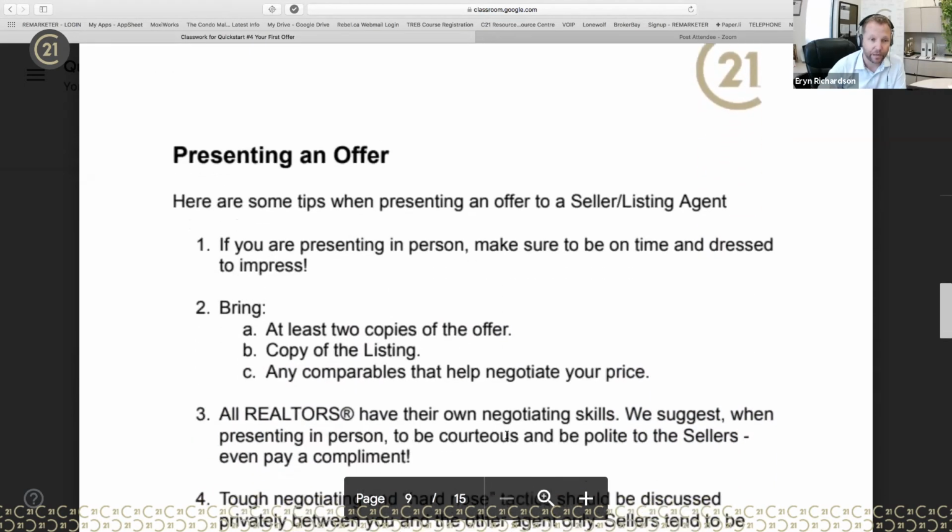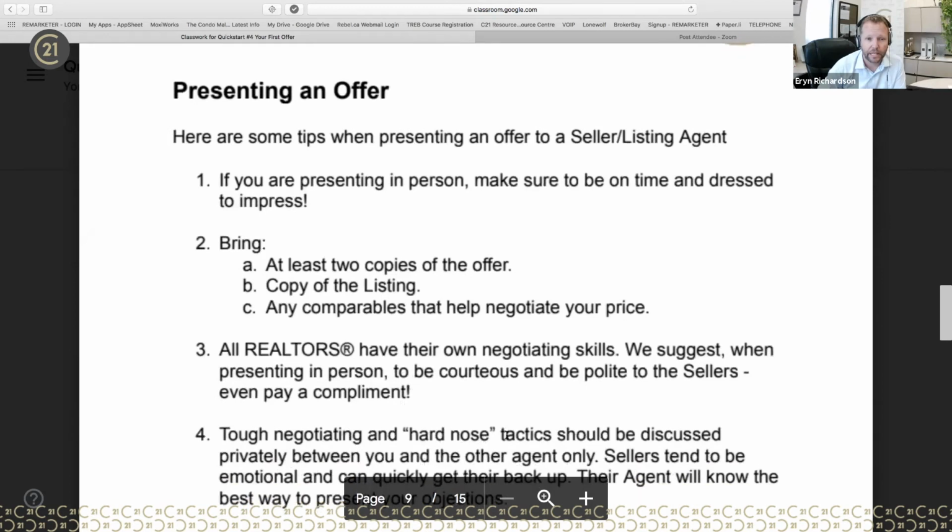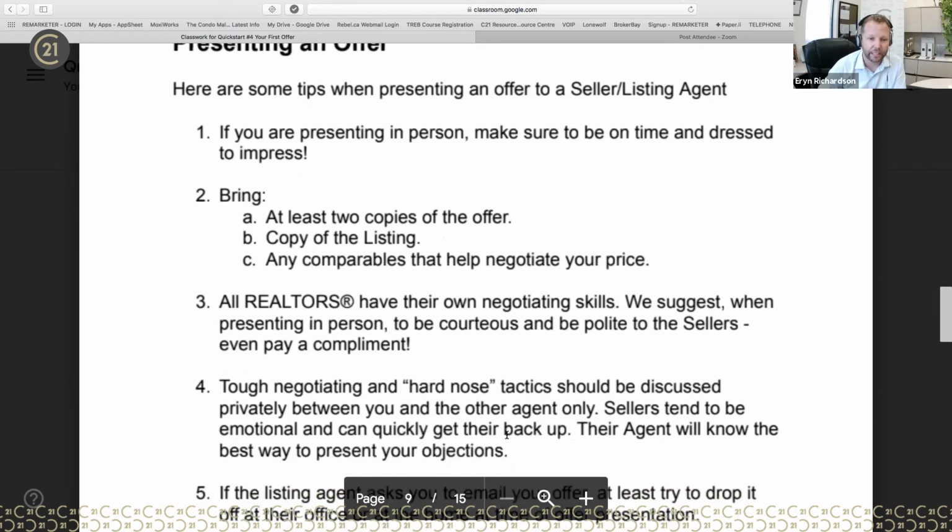And here's some of the things when presenting the offer that are tips. When you're presenting in person, make sure to be on time, dress to impress. You're there representing somebody, be professional. Bring at least 2 copies of the offer, copy of the listing, any comparables to help negotiate your price. I'm going to tell you 98% of the time this isn't happening. 5 years ago, 98% of the time this was happening. So things have changed, but we like to keep this in there because I hope, knock on wood, we're hoping it goes back to the way it was.